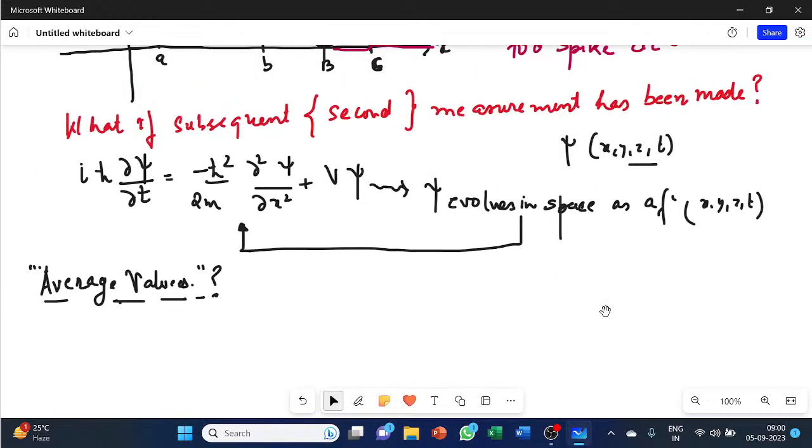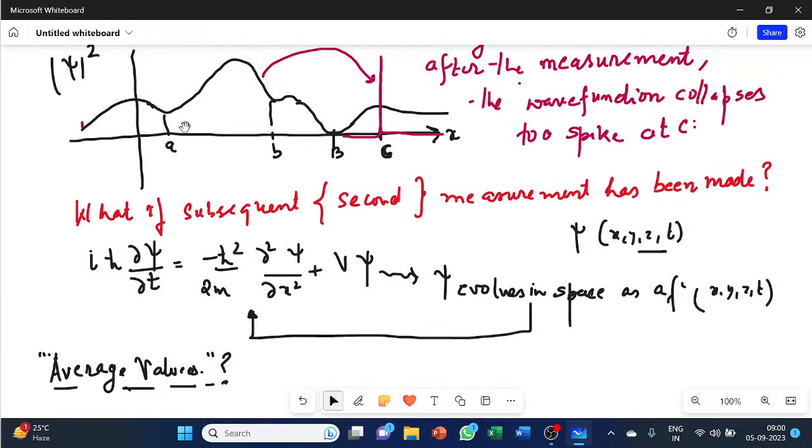See, again, understand, once I make a measurement, the wave function would collapse to a certain state. Let's say my particle was at C. So it is going to give me a spiky behavior at C. Now, if I'm making another measurement very quickly, in a manner that it does not evolve in space. What does not evolve? Psi does not evolve in space. So I'm going to get back this C.